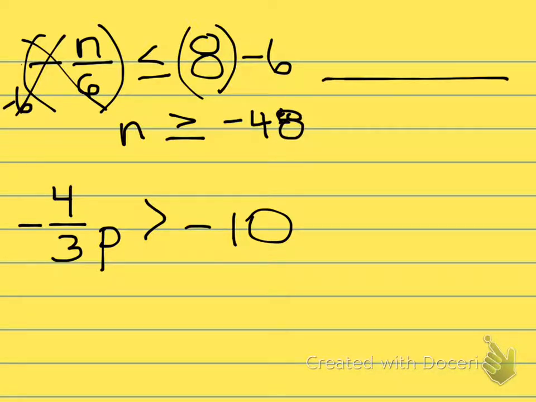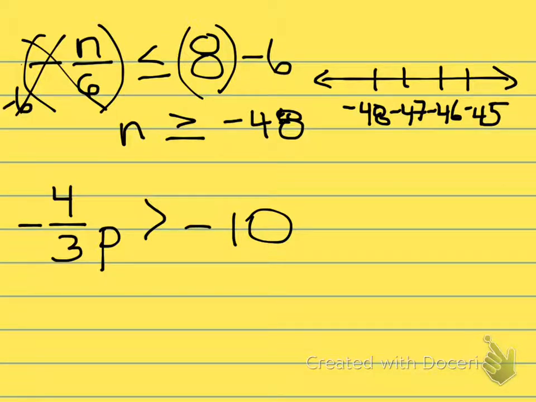Now I'm creating my number line the same way I would with addition and subtraction. So I'd come up with a few numbers here. Remember, negative numbers are opposite thinking, so the lower the number, the higher it is actually. So, since I have an equal to line underneath my symbol, that means I'm going to have a closed circle at negative 48, and then it reads as greater than, so that means I need to go to the right. So there would be my number line.